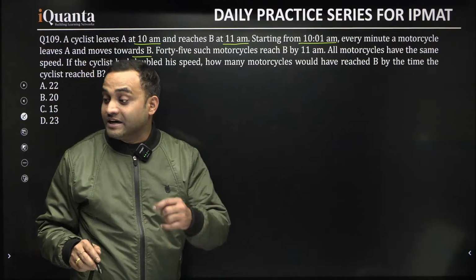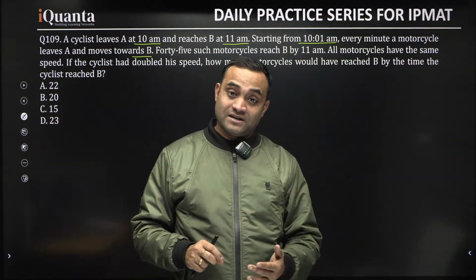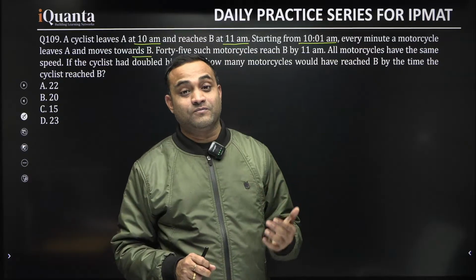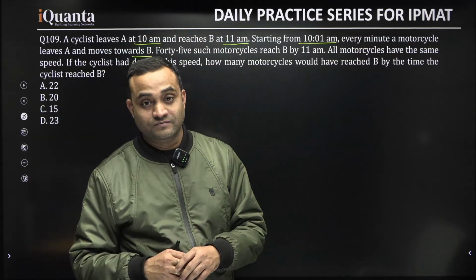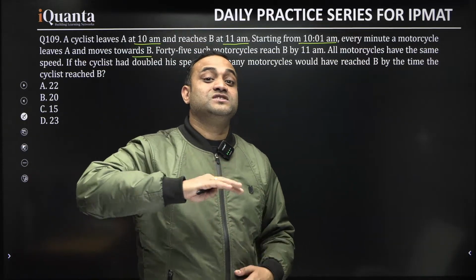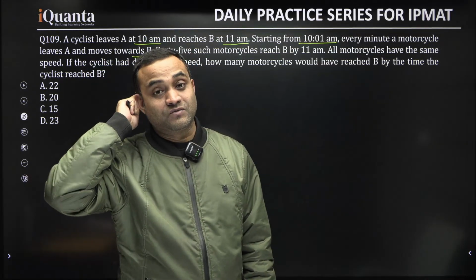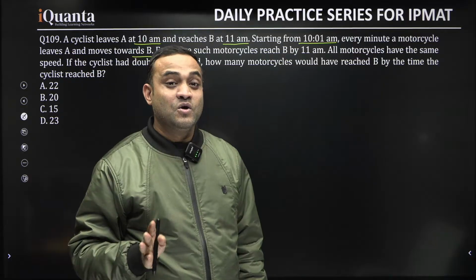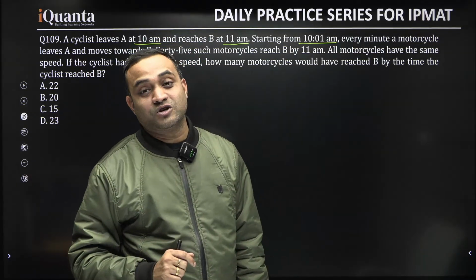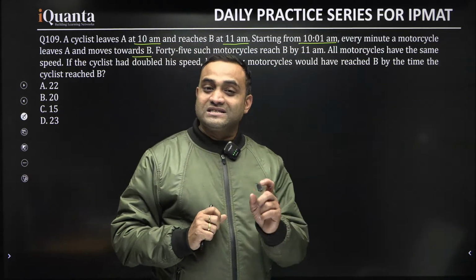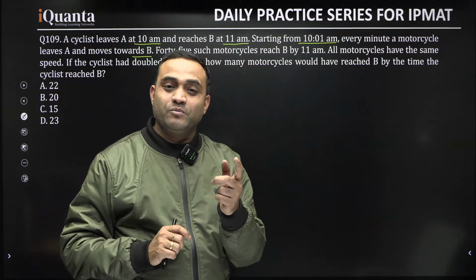So every minute a motorcycle is leaving from A towards B. And 45 such motorcycles are reaching B by 11 a.m. What does that mean? What is the travel time for each motorcycle? Can you tell me that? What is the travel time for each motorcycle from A to B?